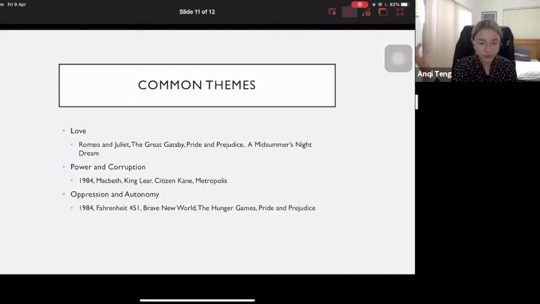Does anyone have any other texts that they want to share about power and corruption? I'm going to assume LOK and AT, is it Avatar? Yeah, Legend of Korra and Avatar: The Last Airbender.